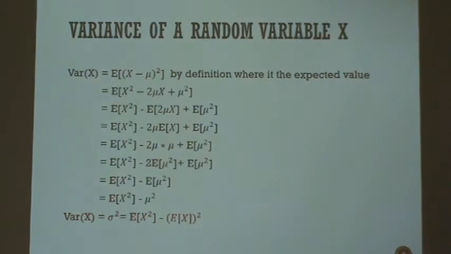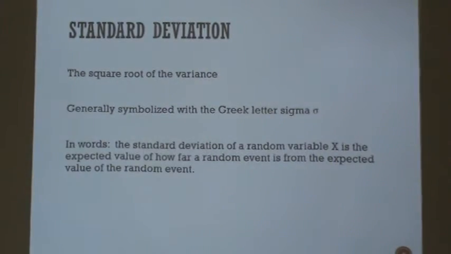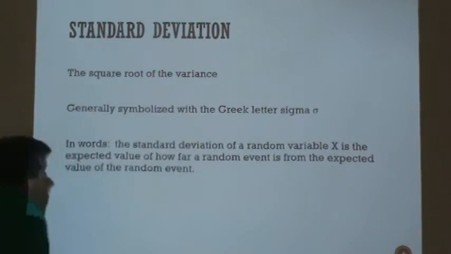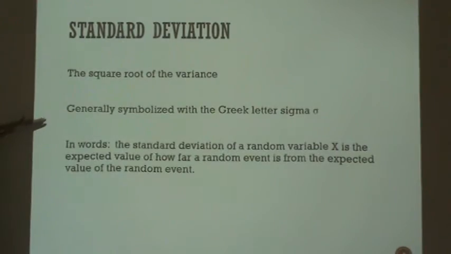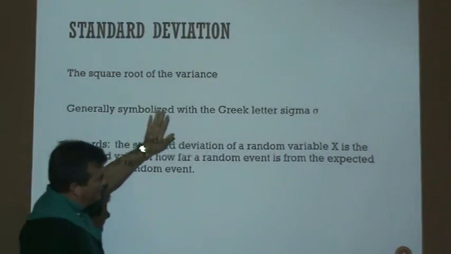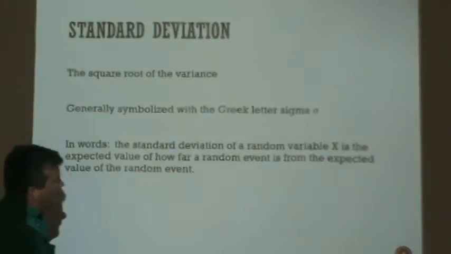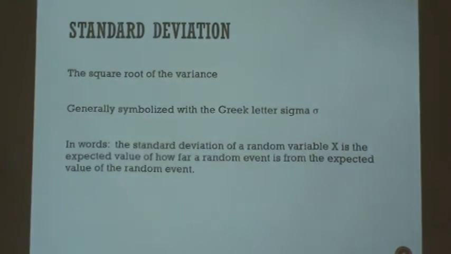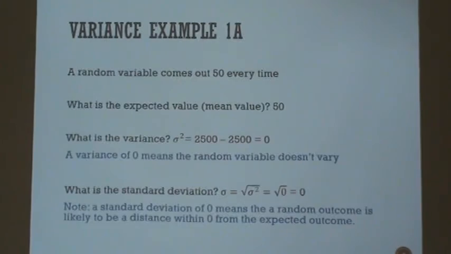So let me just go, hopefully there's an example. Oh, okay. So one more thing, and then before we go over an example. The square root of the variance, which we use the Greek letter sigma to denote, would be the standard deviation of a random variable. And the standard deviation of a random variable is a measure of how far you'd expect to be from the expected value. So let's just take a look at an example.